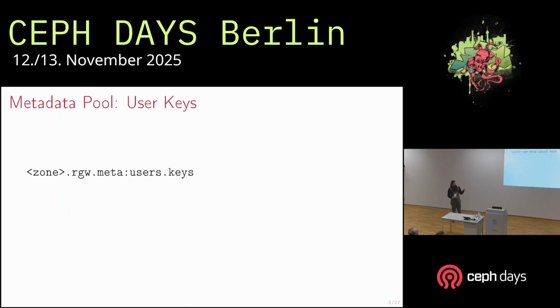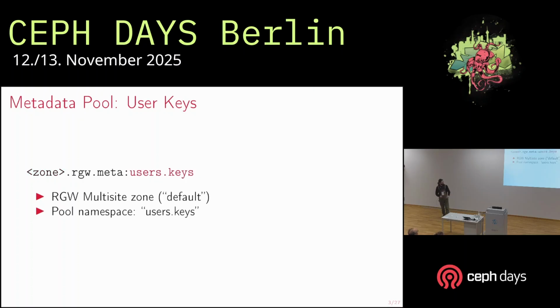So I want to go through this by pool, and we start with a relatively easy pool. That's the user keys pool. And you see there, it has a certain structure. The first is the zone. Most of you probably never even touch this because you're not running multi-site, so it's usually just default. But if you have a multi-site setup, then the zone name is encoded in most of these pools. And then there is this fishy thing behind the colons.